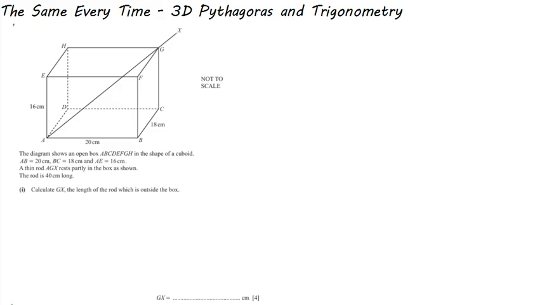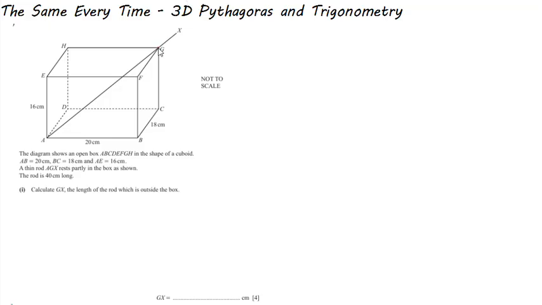You can do something here in this question, you can get yourself into the method marks, and a lot of what you're going to be asked to do will be exactly the same every time. So we have this diagram showing a box in the shape of a cuboid. A, B, C, D, E, F, G, H are just the names of the corners, the vertices. They tell us the measurements: 20 centimeters for A to B, B to C 18 centimeters, A to E 16 centimeters. And we've got this rod going from A through to G through to X, which is 40 centimeters long. So they want us to calculate G to X, the length of the rod which is outside the box.